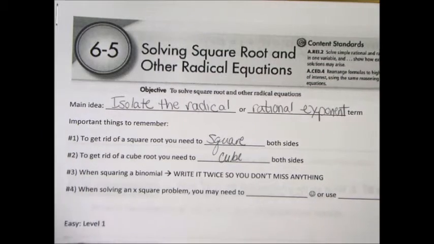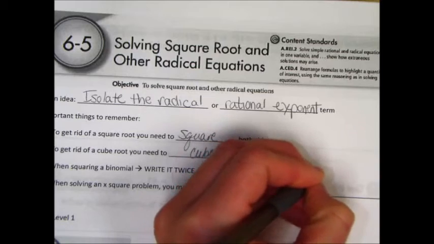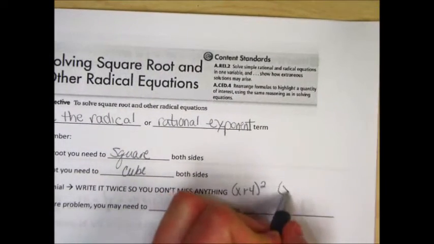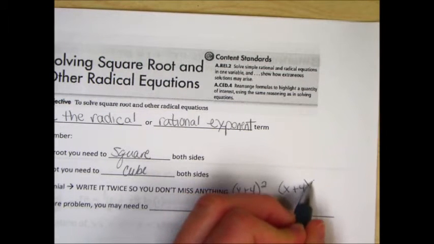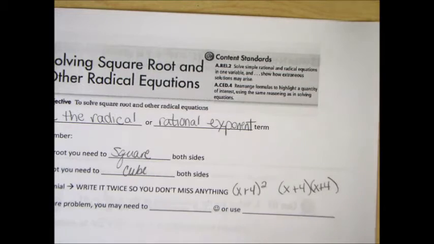When squaring a binomial, make sure you write it twice so you don't miss anything. For example, if you have x plus 4 to the quantity squared, make sure that you make that x plus 4 times x plus 4 so you don't mess anything up.